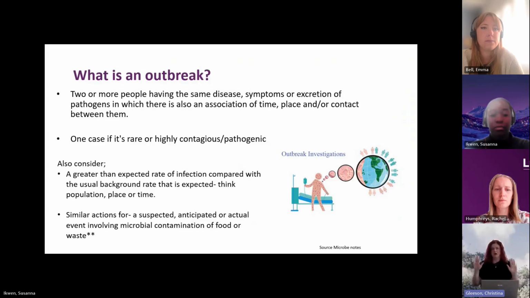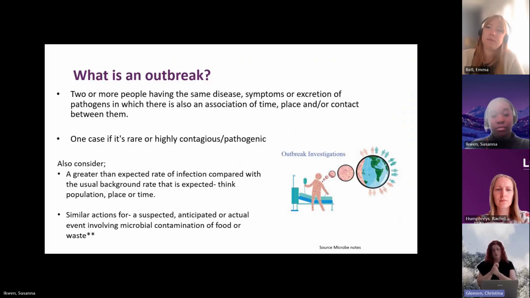So you can see from an outbreak perspective, we would be much more worried about something like measles as opposed to something like COVID from a reproduction rate viewpoint and the ways disease can spread. And then there are similar actions for suspected and anticipated cases, depending on the event and involving microbial contamination of food, food waste, etc. But my colleague Rachel will speak about that a bit later.